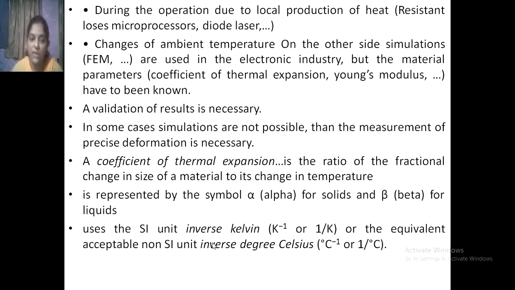In some cases simulations are not possible, then the measurement of precise deformation is necessary.